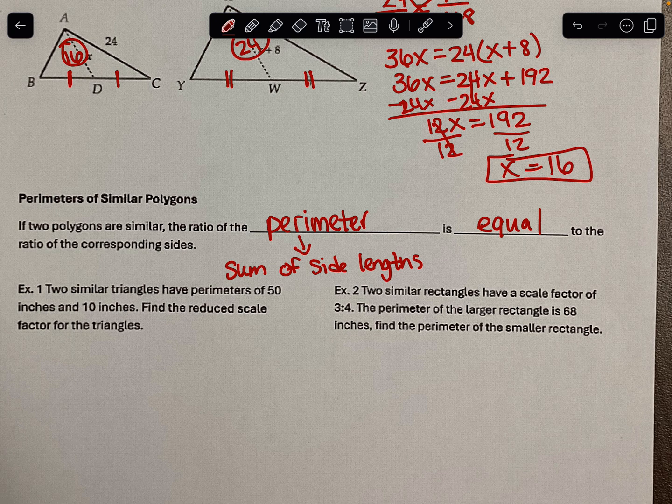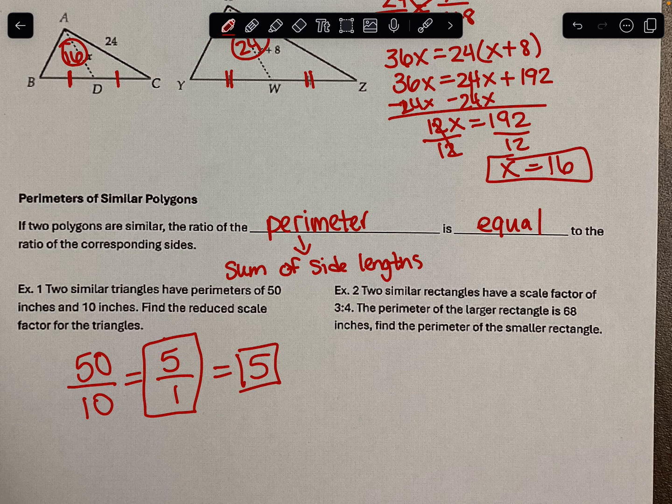So example 1 tells you that two similar triangles have a perimeter of 50 and 10. Find the reduced scale factor. Okay, so what would be my first ratio here? 50 over 10, right? You take the perimeter of the first, put it over the perimeter of the second. And all it asks you to do is find the reduced scale factor. 5 over 1. Yeah, 5 over 1. Or you could also just, in this case, say your scale factor is 5. Truthfully, when I say scale factor, I would say 5 to 1 and leave it over 1, but I would take either way on that, right?